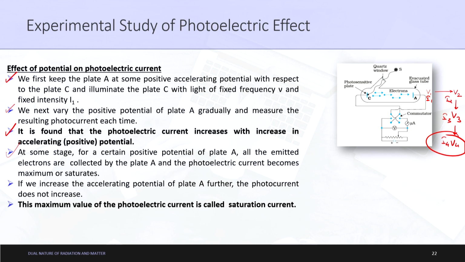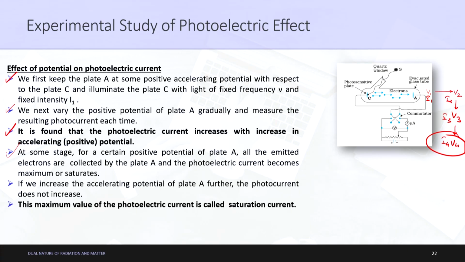Okay. And what happens is this current becomes maximum. After this, if we try to increase the potential, there is no change in the current. If we increase the accelerating potential of plate A further, photoelectric current does not increase. So, that value is I4 only. So, this I4 becomes max. This V4 can go to V5 also, but this V5 will also have I4 current only.